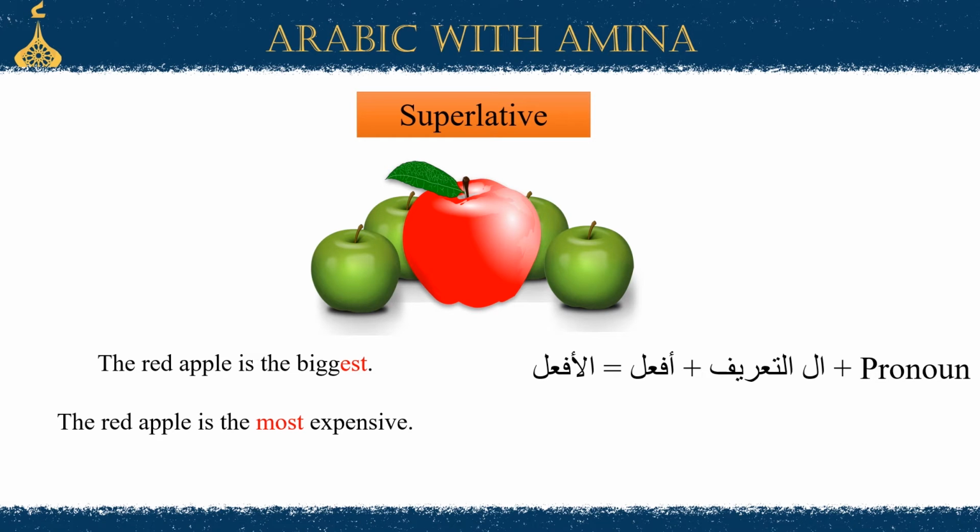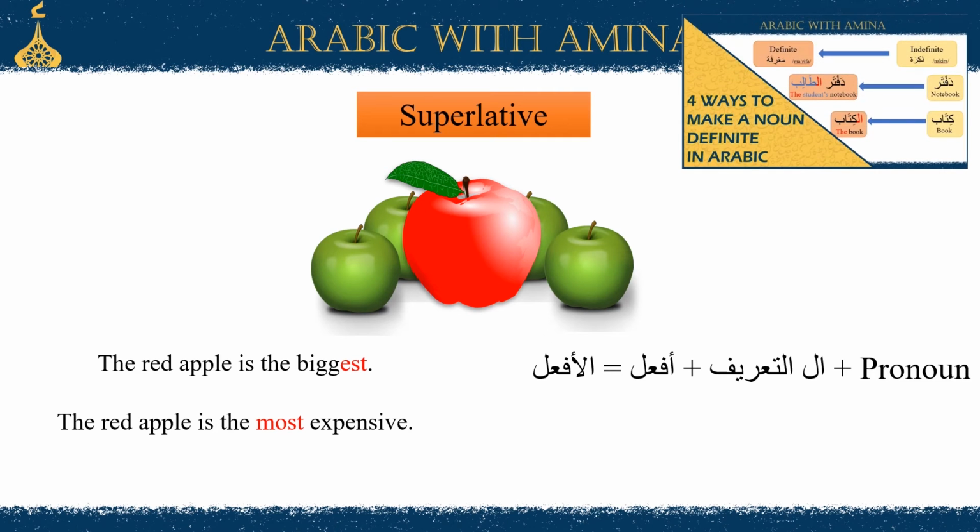So it will be pronoun plus الأفعل. If you're not familiar with what التعريف is, I talk about it in my video of 4 ways to make a noun definite in Arabic. You can check it out there. The second method is to take the adjective in the form أفعل and add it to an addition or an annexation, إضافة. We will be explaining both ways.